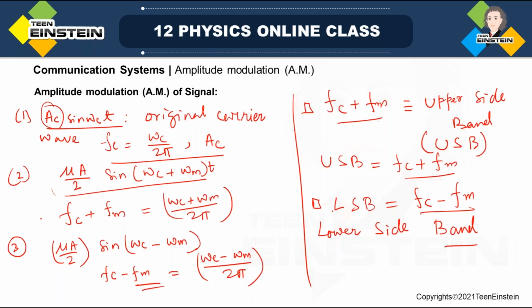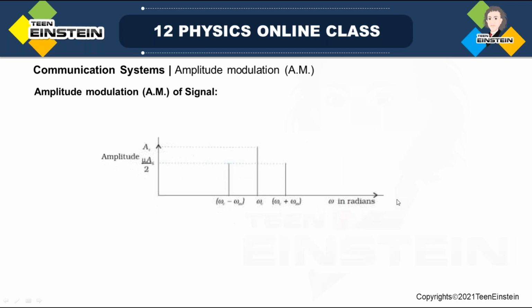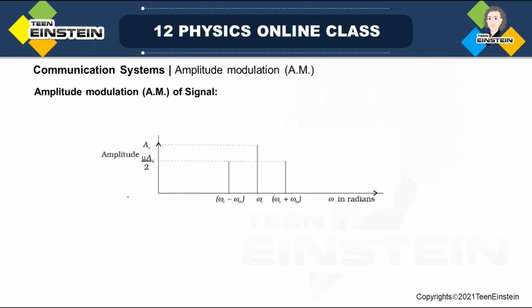Look, what does it mean? Let me erase these things and bring the figure over here. These are the frequencies as we had derived, written in terms of angular frequency itself. This is the frequency I'm writing here, fc. This is fc plus fm, and this is fc minus fm. So this is LSB, this is USB, and this is the original one.